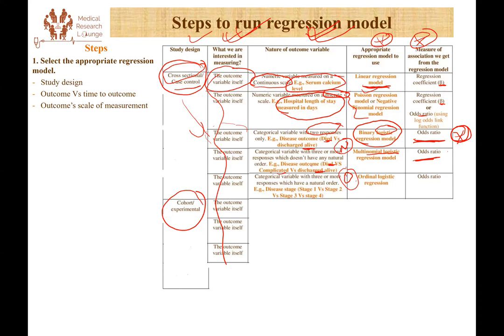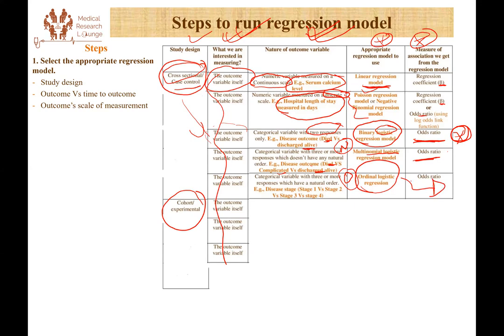Rather, it's something a patient could get discharged without developing complication, or could die, I don't know, and skip the other phases. So these are not ordered, but this one is ordered. When it's an ordered response, we use ordinal logistic regression analysis. And again, the measure of association we get is odds ratio.